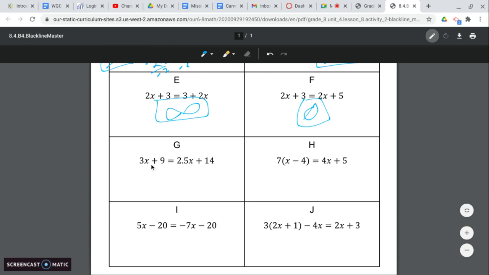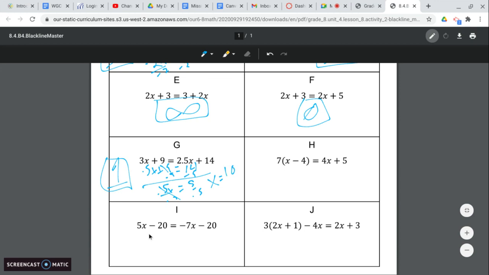Our next one, 3x plus 9 equals 2.5x plus 14. Just looking at this, is it going to be all, none, or 1? It's going to be 1 because the variables have different coefficients and we have different constants. So this is going to work out to be able to solve. We'd subtract, and we'd get 0.5x plus 9 equals 14. Subtract the 9. 0.5x equals 14 minus 9, which is 5. Divided by 0.5, x equals 10.